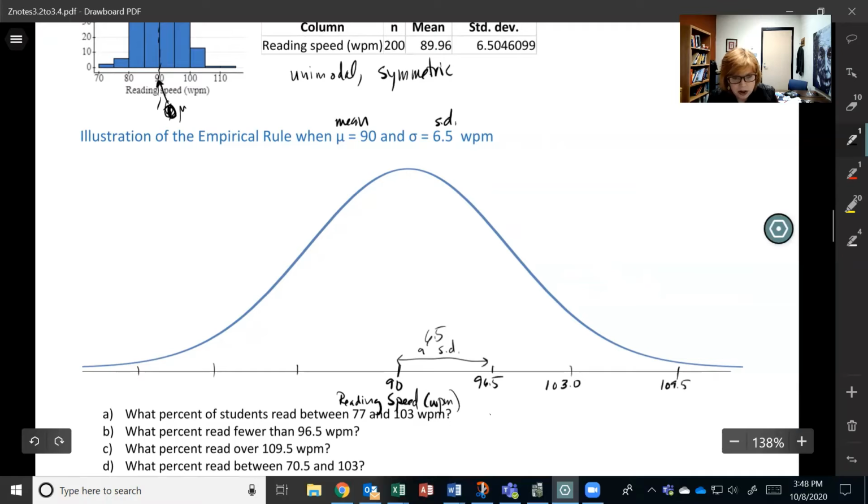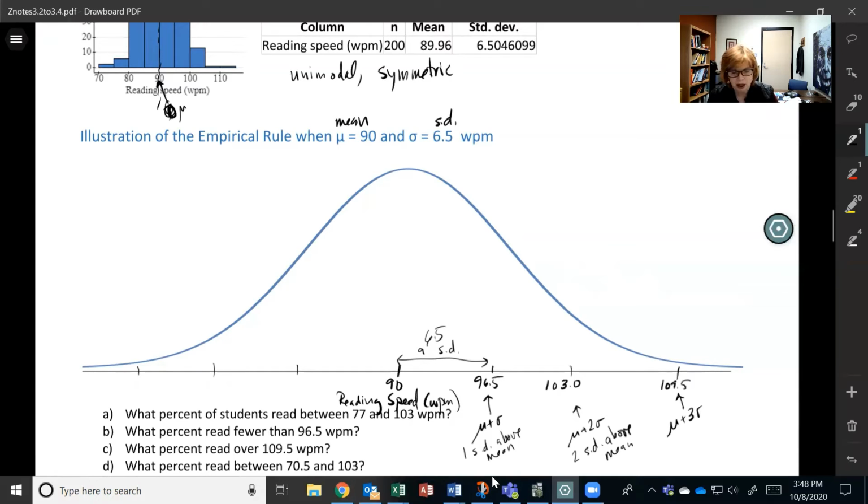So this is my mean mu plus sigma. This is my mean mu plus 2 sigma. So this is 1 standard deviation above the mean. This 103 is 2 standard deviations above the mean. And similarly, this is going to be mu plus 3 sigma, so that's 3 standard deviations above the mean.